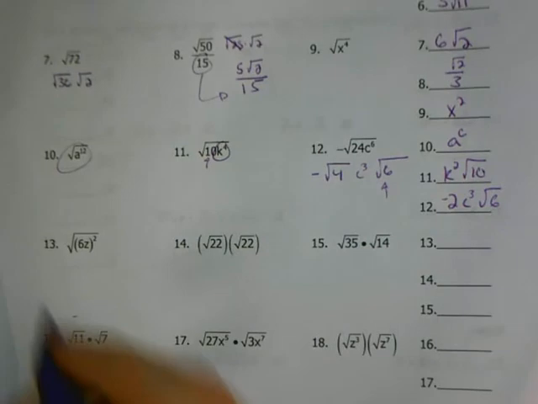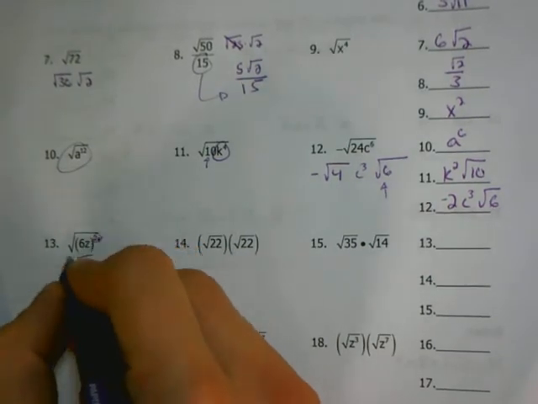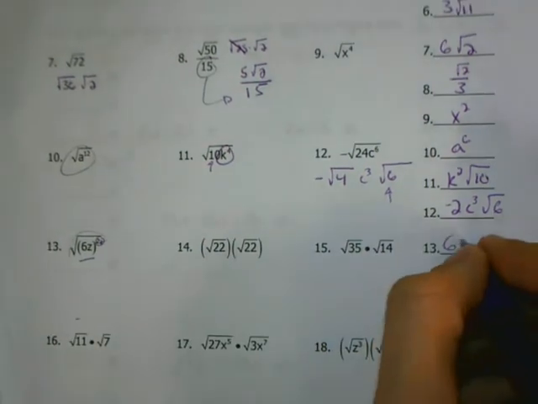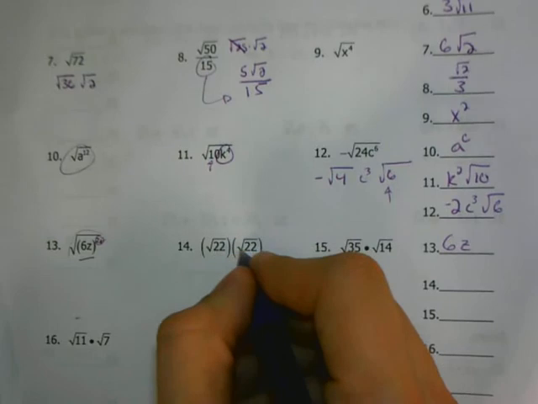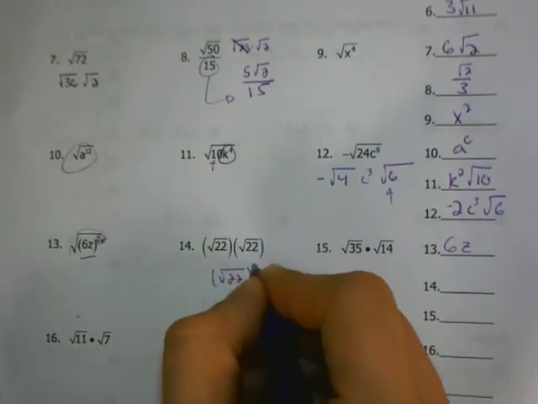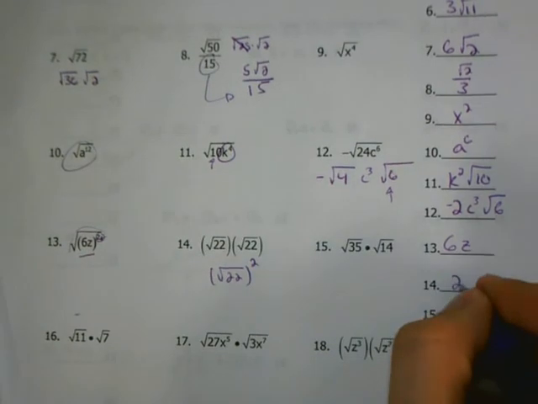Next problem, the square root of a number squared. These are reciprocal items. The square and the square root, they're going to cancel each other out, leaving us only with 6z. A square root times a square root, this is the same as the square root of 22 squared. Reciprocal actions, they're going to cancel out.